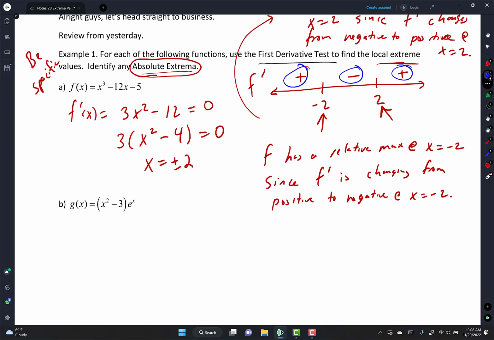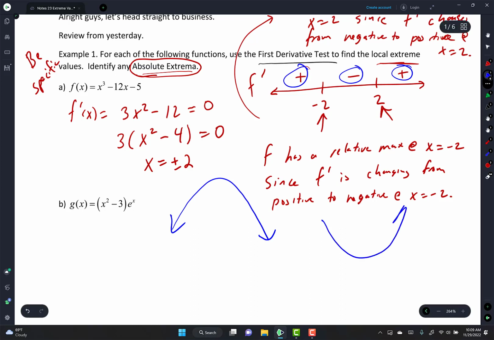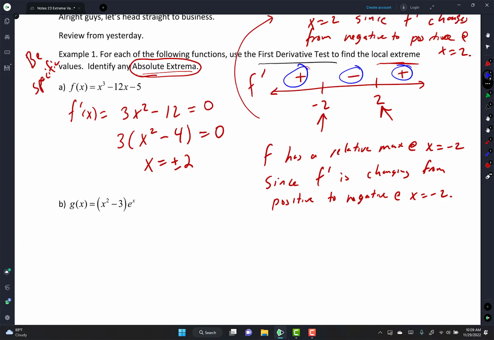I would have gone from positive to negative and that's it. Or negative to positive and that's it. Something like that. See, that has an absolute max. Or something like this, that has an absolute min. But if I go from increasing to decreasing to back to increasing, you have no absolutes, unless you restrict the domain. That makes sense? Okay.